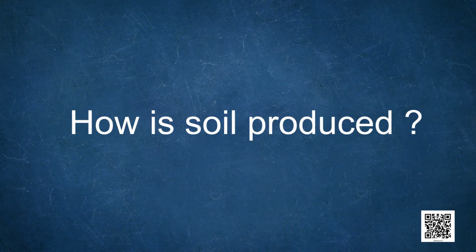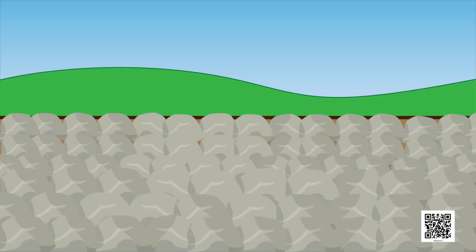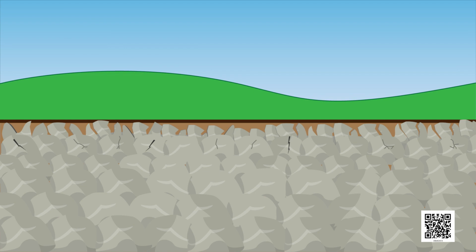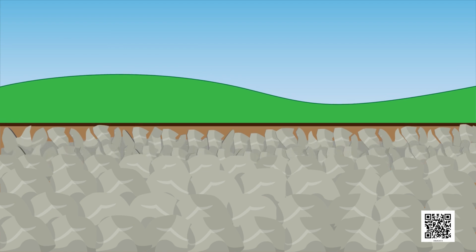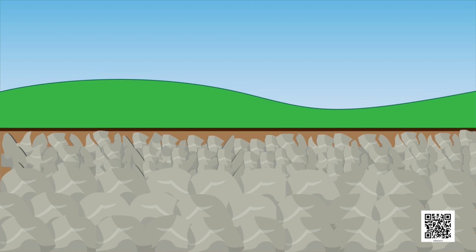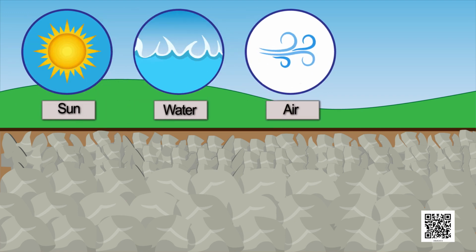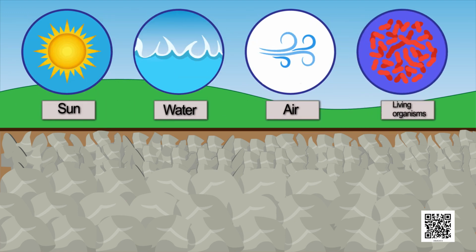How is soil produced? Over long periods of time, thousands and millions of years, the rocks at or near the surface of the earth are broken down by various physical, chemical, and some biological processes. The end product of this breaking down is the fine particles of soil. Sun, water, wind, and living organisms are the factors or processes that make soil.